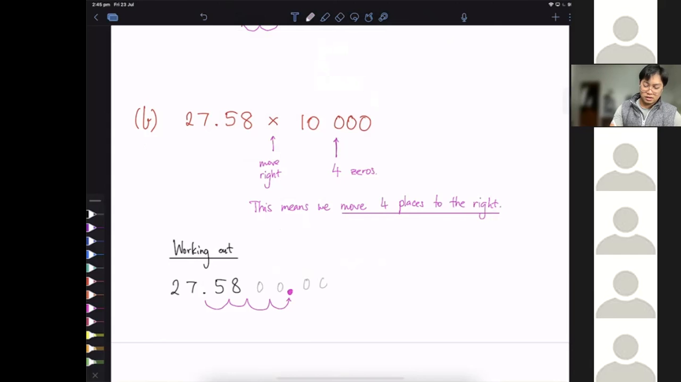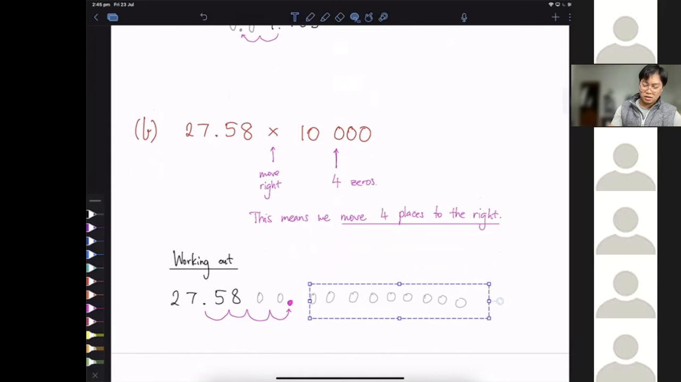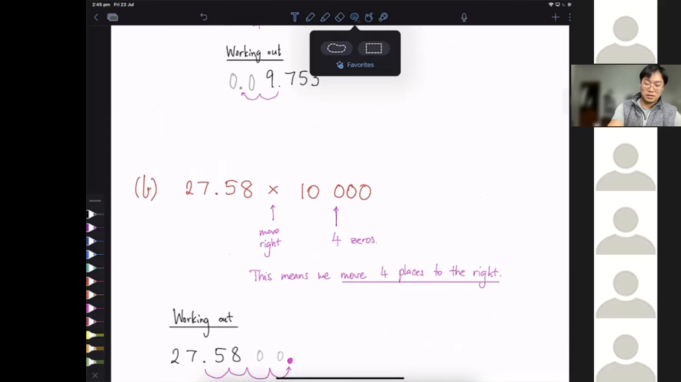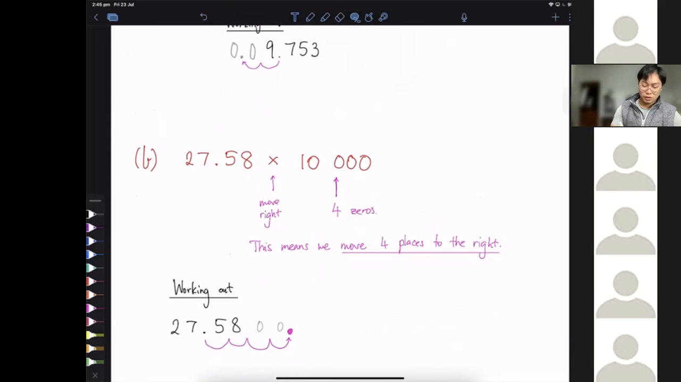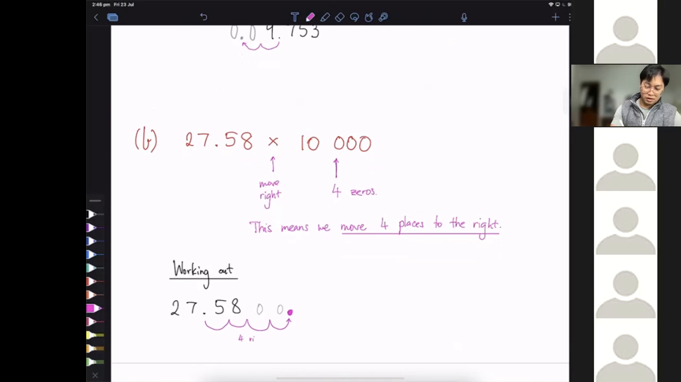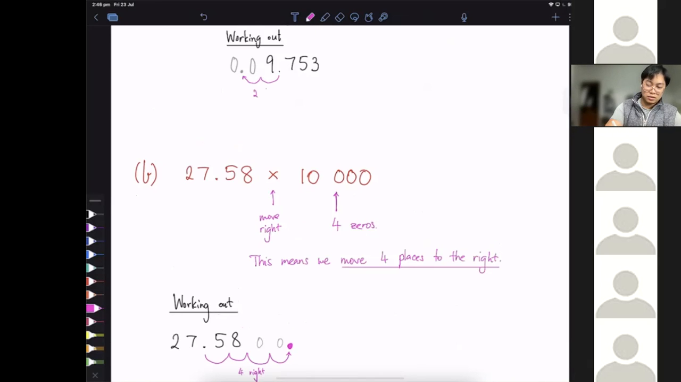Do we need to write the zeros here? No. So if it's to the right of the decimal point, you don't need to write the zeros. But if it's at the front, then you need to write the zeros, okay? And also, before it reaches the decimal point, you need to fill those in with zeros as well. So whenever there's a gap, you need to fill that in with a 0, okay? So 4 to the right, as you can see there. Whereas this one here was only 2 to the left.